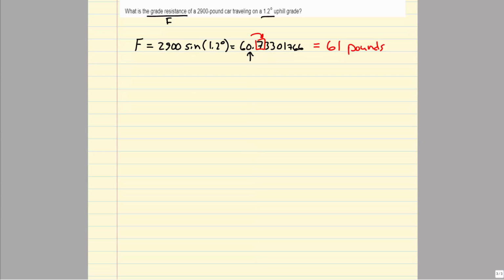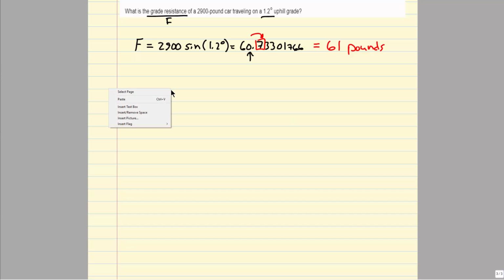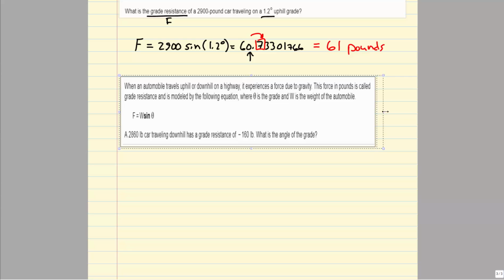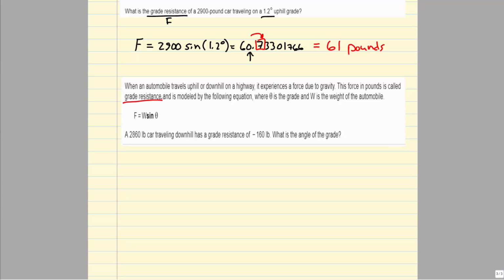Let's go ahead and look at one more of these, and then this is kind of a shorter section than usual. You can get started on your homework for this. So on this one, it's the same setup, the same type of problem, but they give us some different information. They say when an automobile travels up or downhill, just like they did before, they still give us grade resistance, and that's F. Theta is the grade and W is the weight.